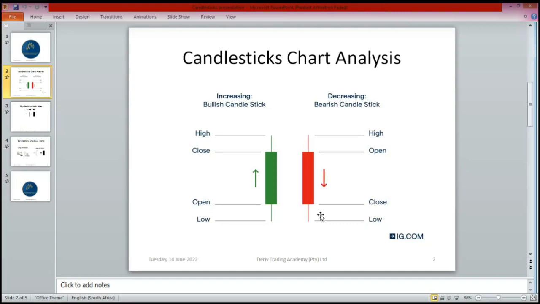Candlesticks are used by most professional traders, banks, and hedge funds. These guys trade millions of dollars every day. They can move the market whenever they want. They can take your money easily if you do not understand the game.